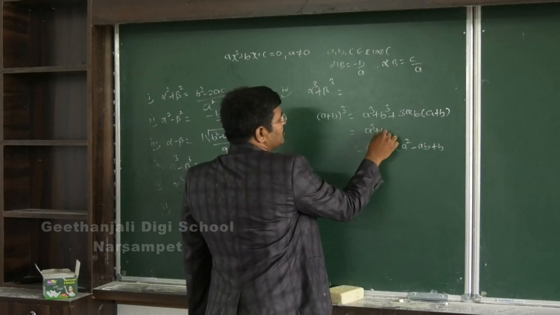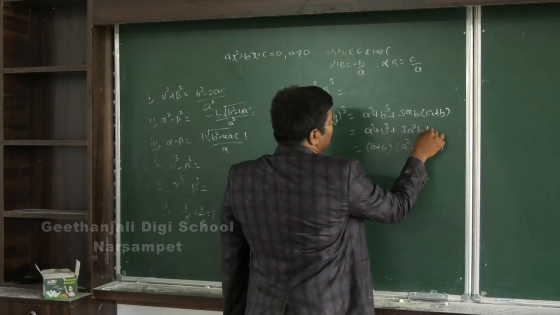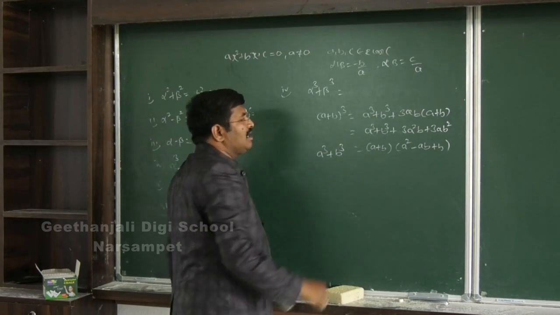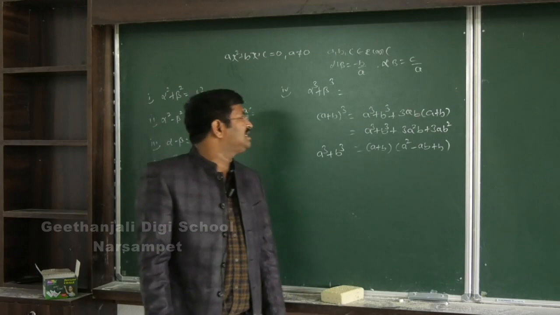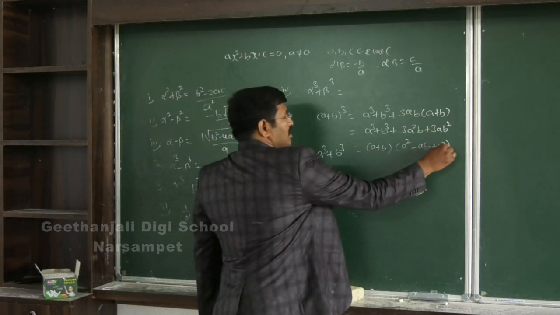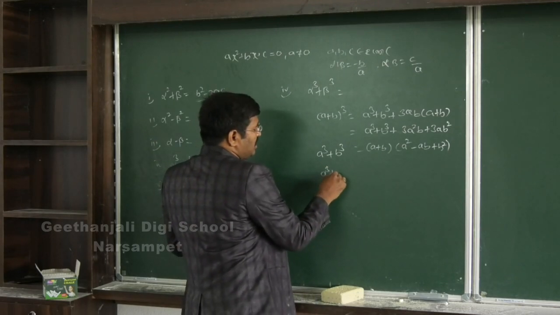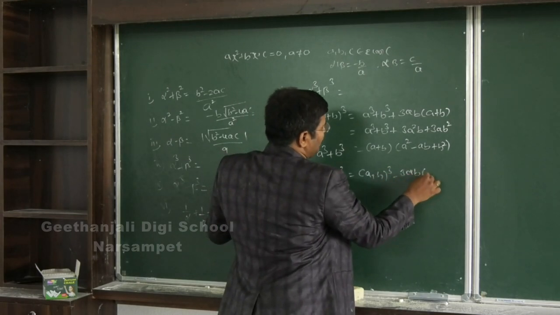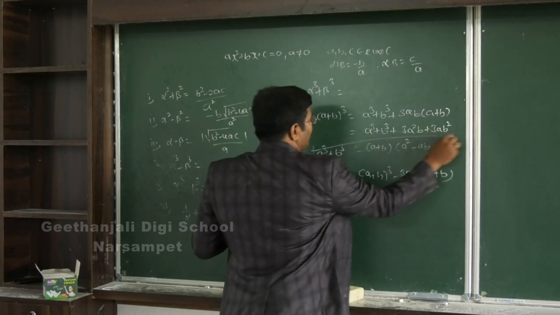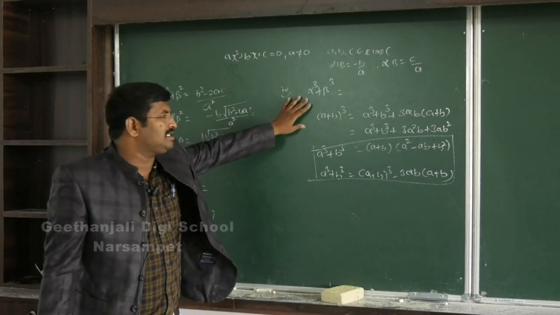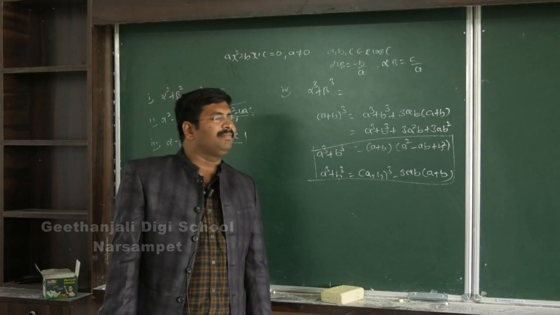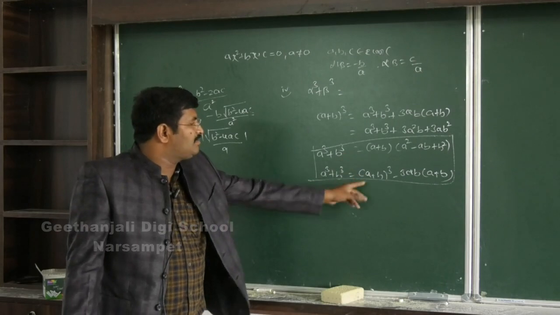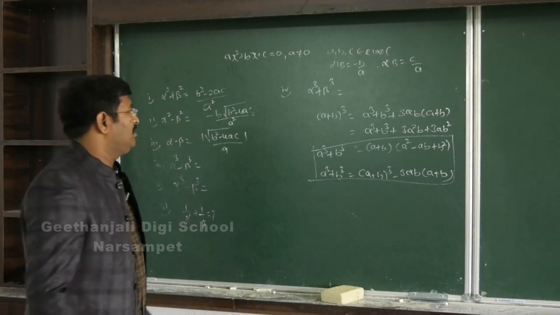You can write a cube plus b cube plus 3a square b plus 3ab square. Now a cube plus b cube you can write as a plus b into a square minus ab plus b square. Otherwise, you can write a cube plus b cube is equal to a plus b whole cube minus 3ab of a plus b. In both the methods we can find the value of alpha cube plus beta cube.